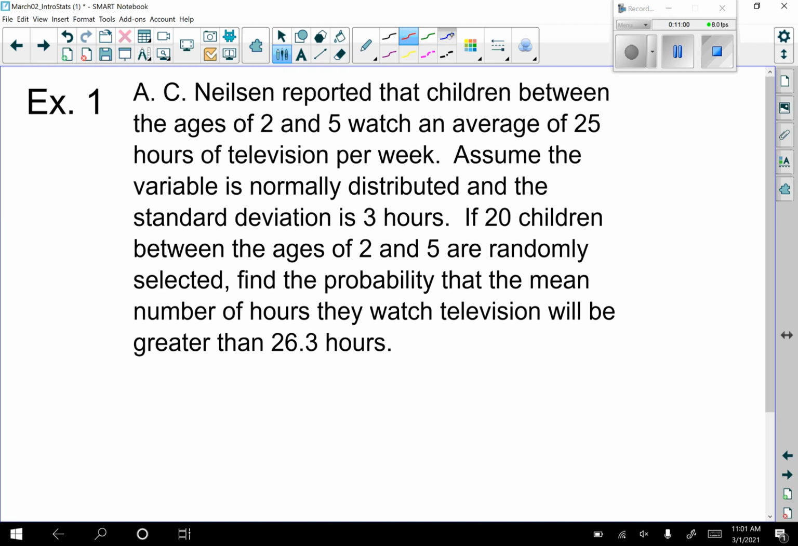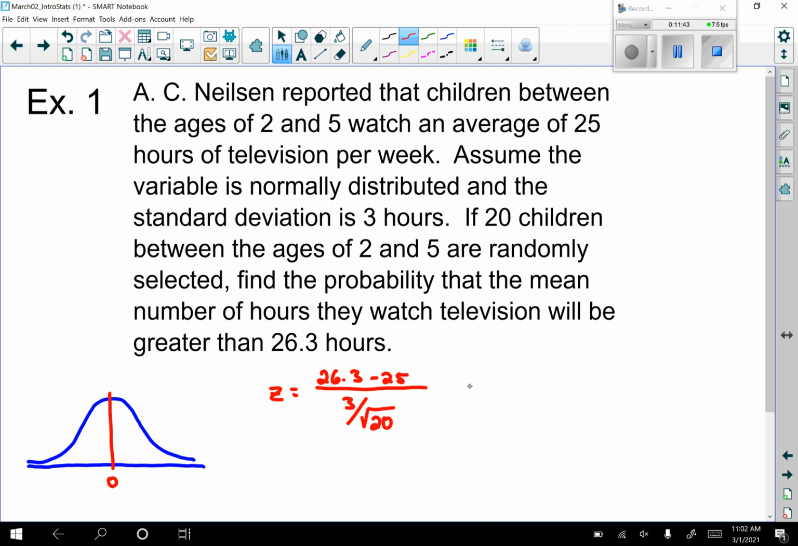So we still go through the same process of what we were doing before. We're going to draw a little sketch of the normal distribution, and we're going to find the z value. Since we're turning this into a standard normal distribution, I'm still going to put 0 here. And then we want to say z is equal to 26.3 minus the 25. But here's what's new. We're going to divide it by sigma, which is the 3, and we're going to divide it by the square root of the sample size, which is 20. And again, we use this new version of the formula because we're given a sample size.